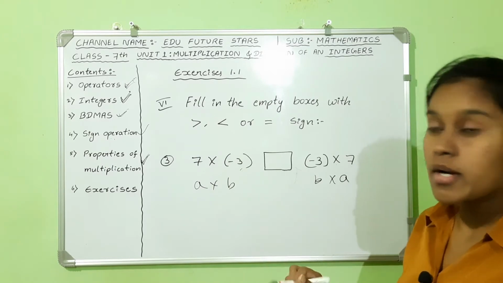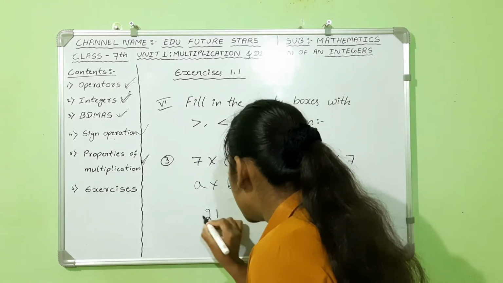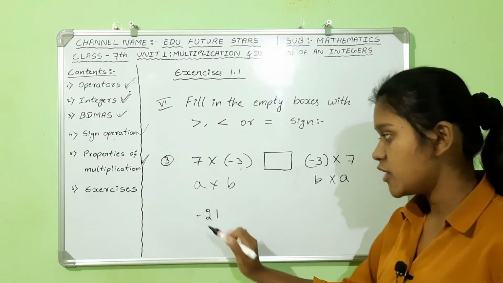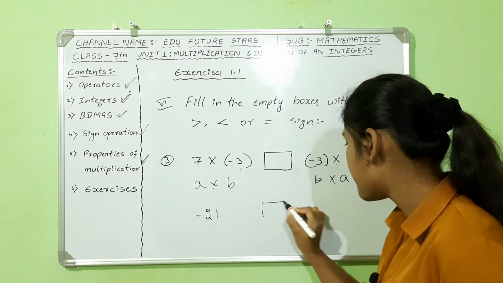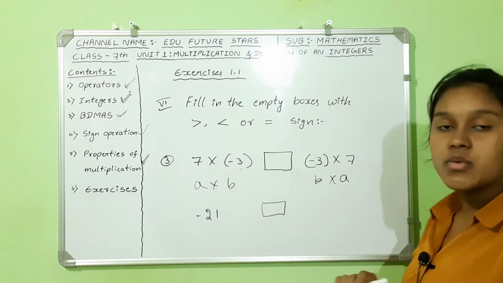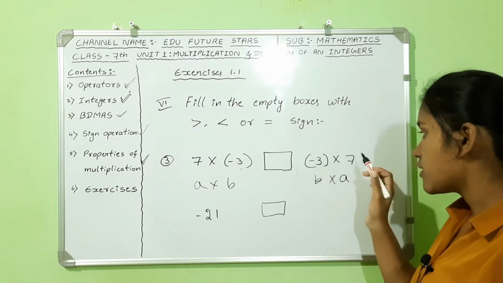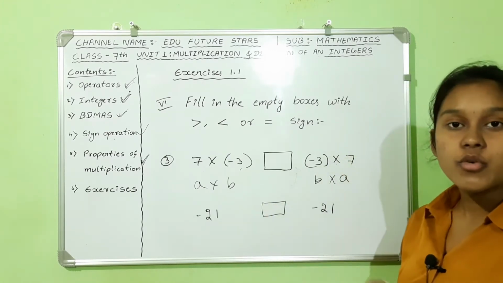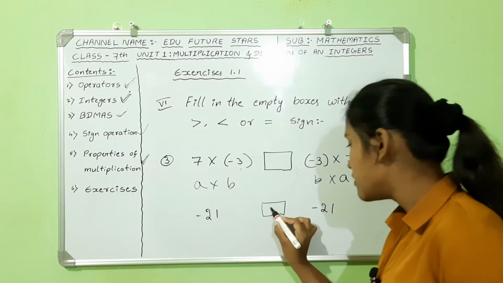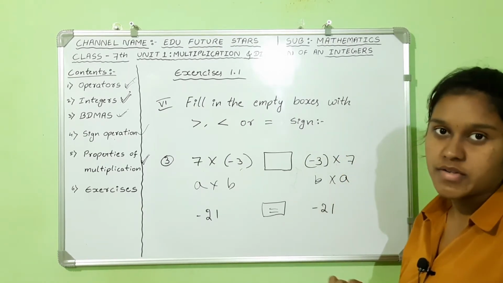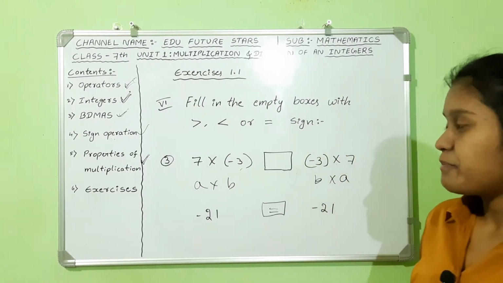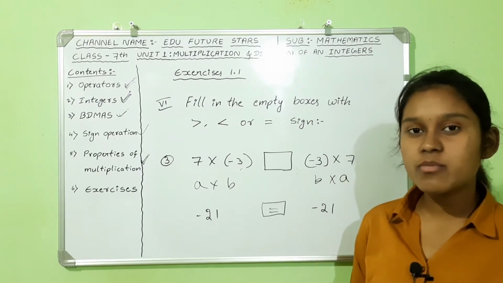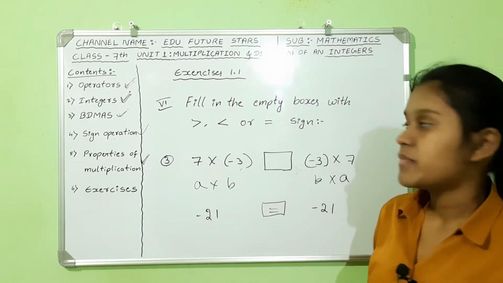Now let's see the answer for this. 7 threes is what? 21. 7 threes is 21. The negative sign is there, so I keep it. Now here also, 7 threes or 3 sevens is what? 21, with the negative sign. Those two are equal, right? Now let's write the equal sign in the box. Hope you understood this main as well. Now let's move on to the next main.